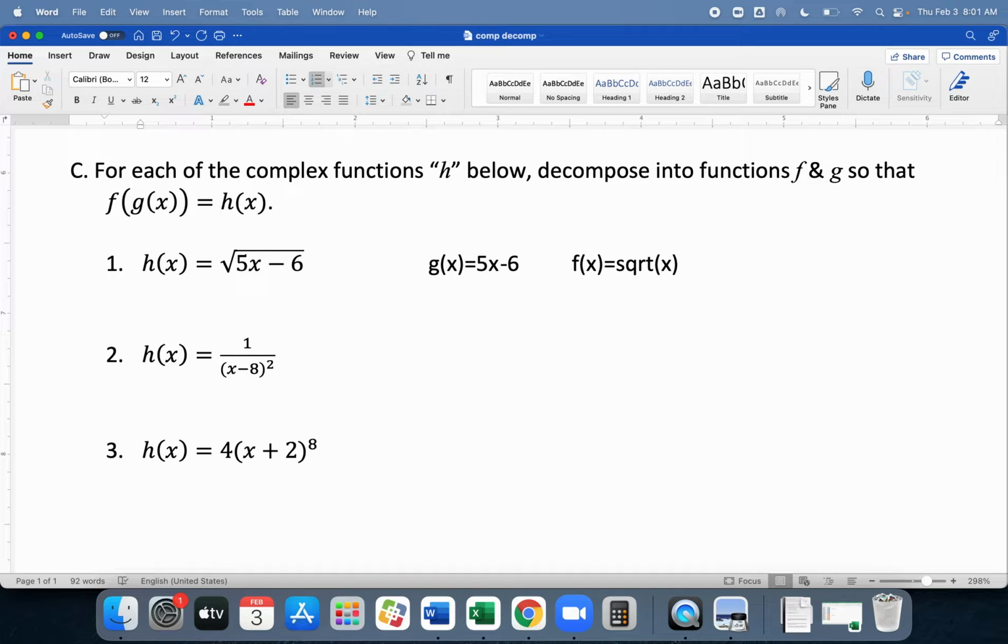So think about how you could do the same thing with numbers 2 and 3. Separate these out into a function f and a function g, so that f of g of x comes out to be the expression on the left. Number 2 says 1 over x minus 8 quantity squared. And number 3, 4 times x plus 2, where the x plus 2 part is raised to the 8th power. And certainly don't multiply that out. We're just trying to deconstruct this into a couple of pieces.